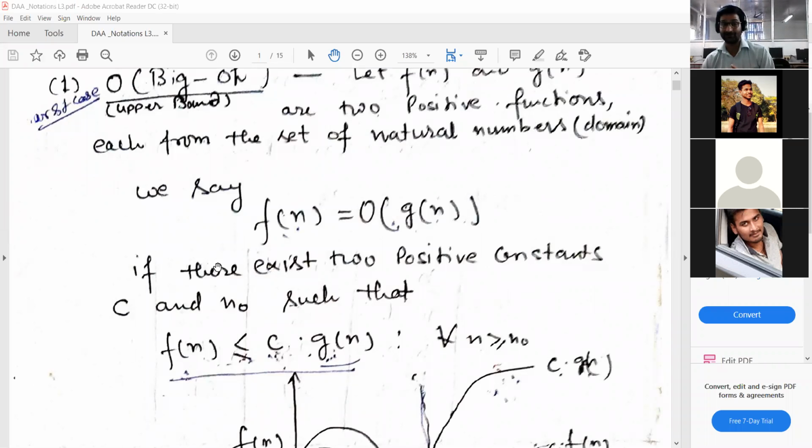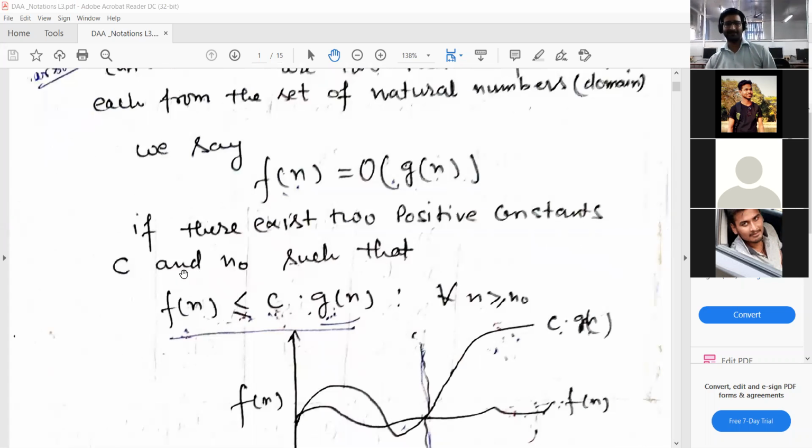Whenever the question is asked to write down what is big O notation, you need to write this inequality: f(n) is less than or equal to C times g(n). Students don't write this, but only then can you say that f(n) is big O of g(n). Now what is the meaning of this constant?